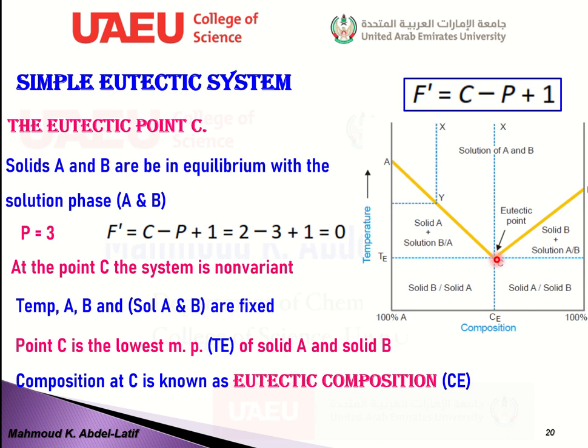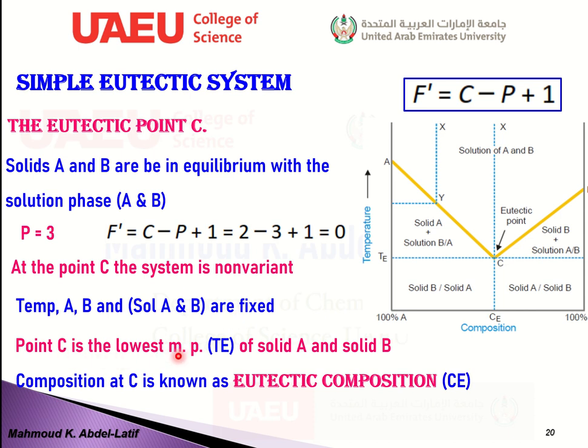So you cannot change any microscopic variable. You cannot change temperature. You cannot change the composition, and you still have the same equilibrium. So it's invariant. At point C, the system is non-variant. Temperature and composition are fixed.